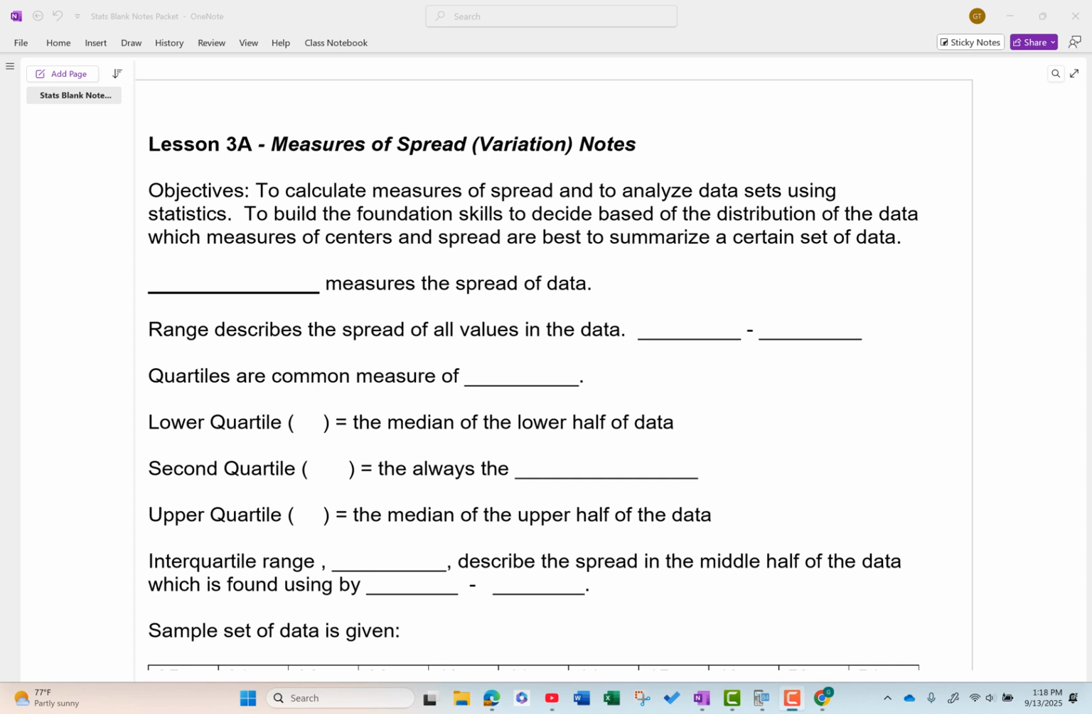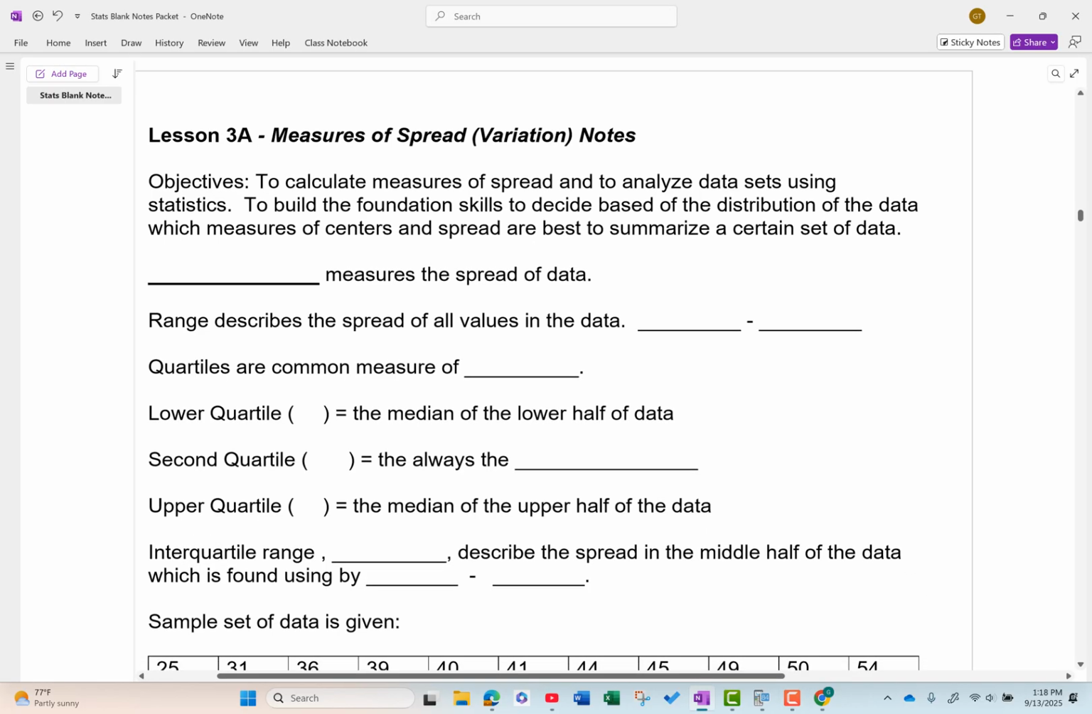All right, we are looking at lesson 3, part A of statistics and some notes. The previous lesson was talking about dot plots, representation of data, histograms versus bar graphs. If you have any questions on that, please refer to the previous video. This video is going to measure spread or variation.